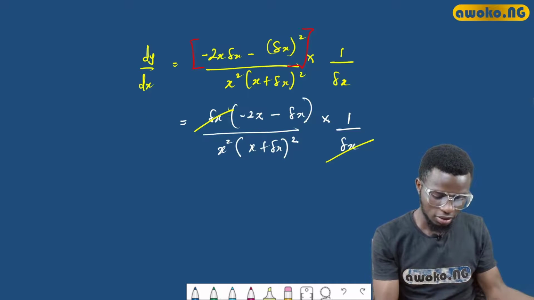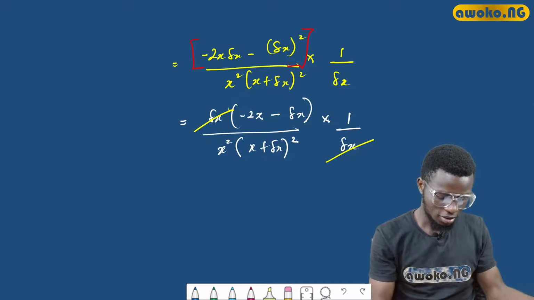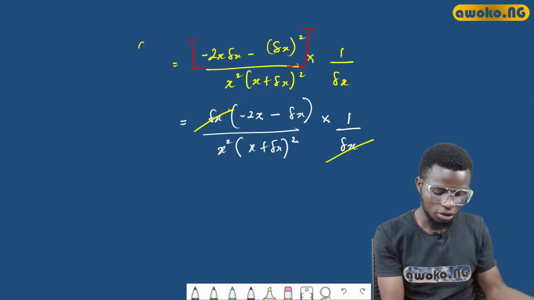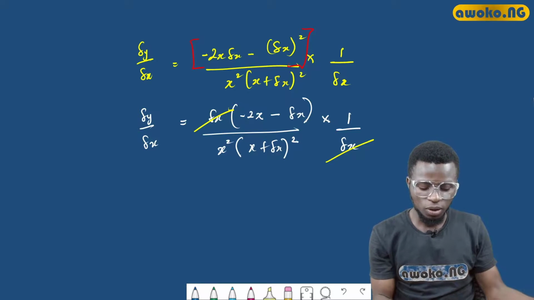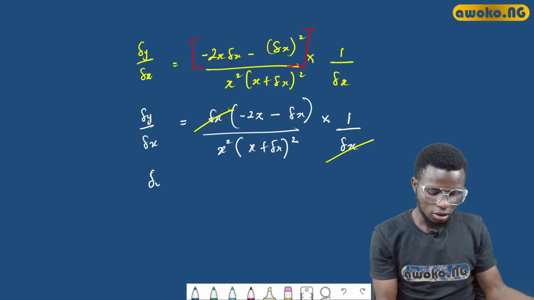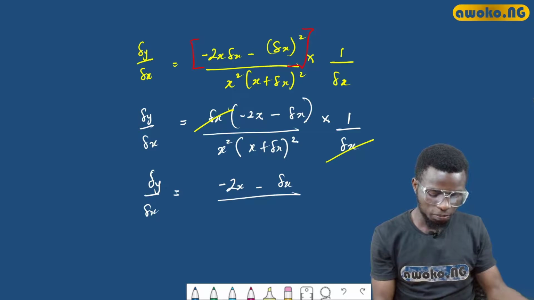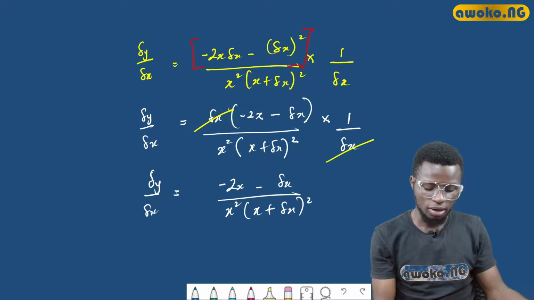This is still an infinitesimal change. This is the δy over δx, and this also is the δy over δx, because we've not yet taken the limit of both sides. So this gives us δy over δx is equal to minus 2x minus dx all over x² into (x plus dx)², then times 1.